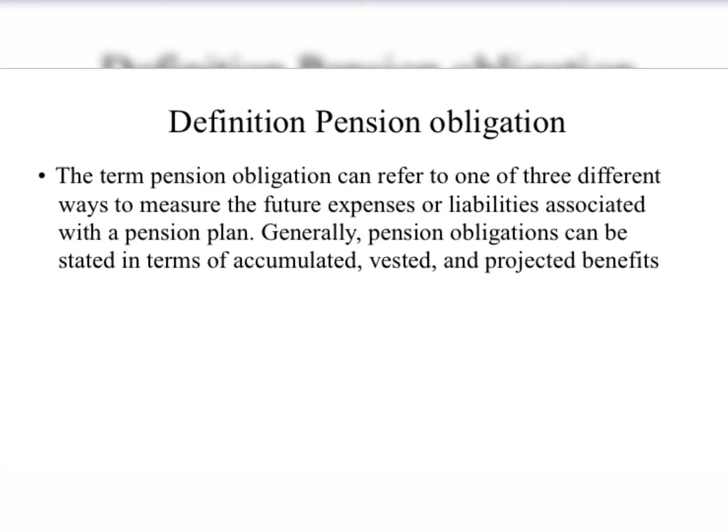Definition: pension obligation. The term pension obligation can refer to one of three different ways to measure the future expenses or liabilities associated with a pension plan. Generally, pension obligation can be stated in terms of accumulated, vested, and projected benefits. Explanation: companies will provide employees with a pension plan as part of a larger array of employment benefits. Pension plans are structured by companies to provide a periodic and reliable source of income when the employee reaches the plan's normal retirement age.